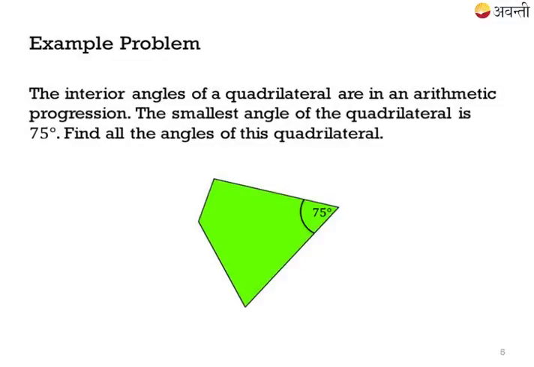Now let's try to solve another question. In this question, you have been asked to find out all angles of a quadrilateral such that all these angles form an arithmetic progression. You also know that the smallest angle of this quadrilateral measures 75 degrees. Now, how are you going to proceed about solving this question? You know that the sum of all angles of a quadrilateral is 360 degrees. With this information, attempt this question and find out the answer.